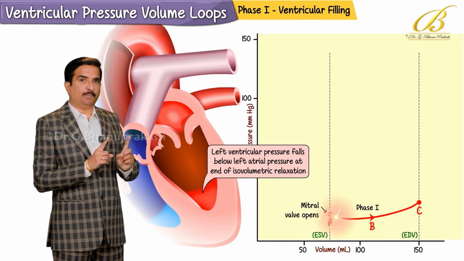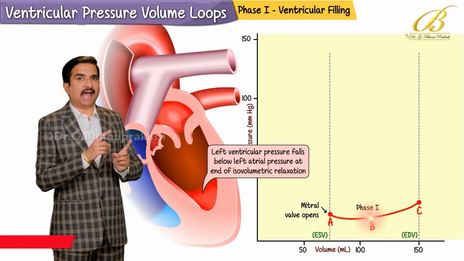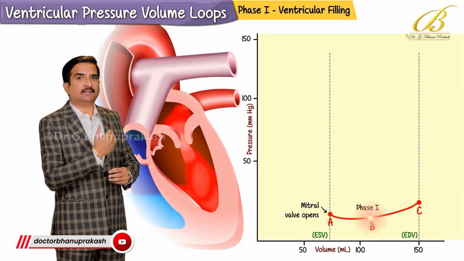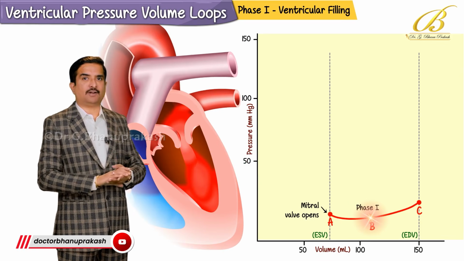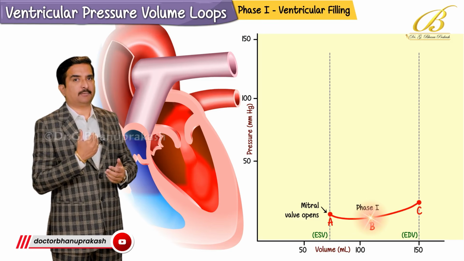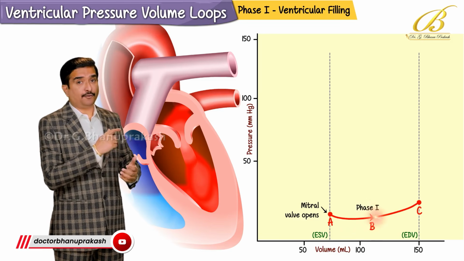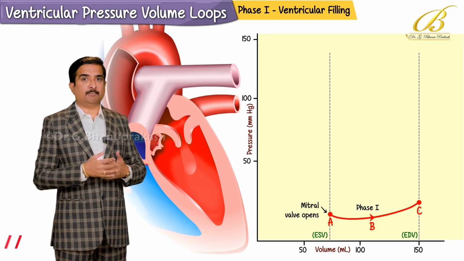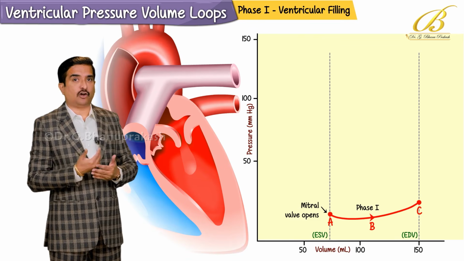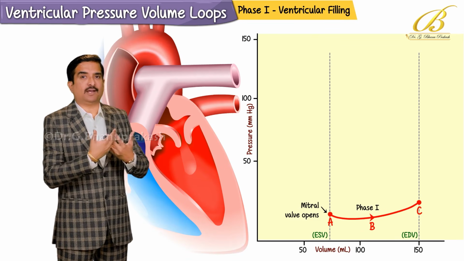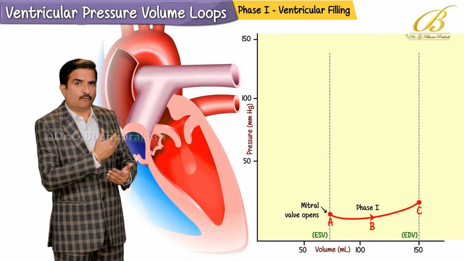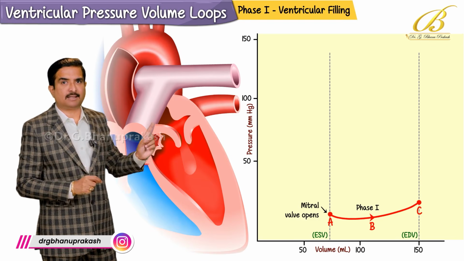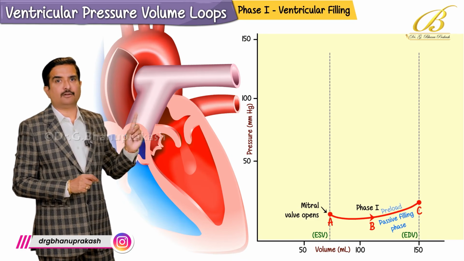So, what is A to B? Initially, as the filling begins, the pressure actually drops slightly, and this is due to the final relaxation of the ventricular muscle even as the blood enters. And if you see from B to C, the ventricle is highly compliant here, meaning it can accept a large amount of blood without a big rise in pressure, and this gradual volume increase with only a mild pressure rise represents the passive filling phase, that is the preload.